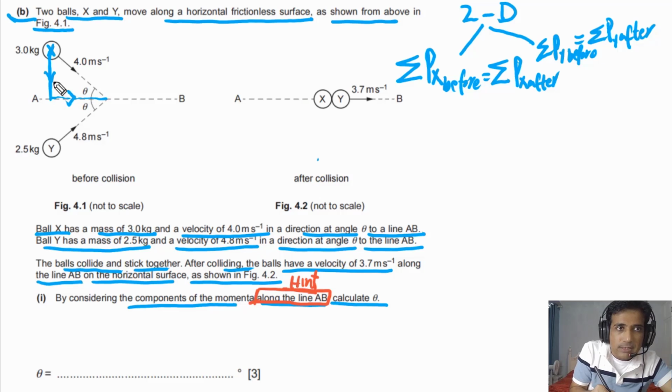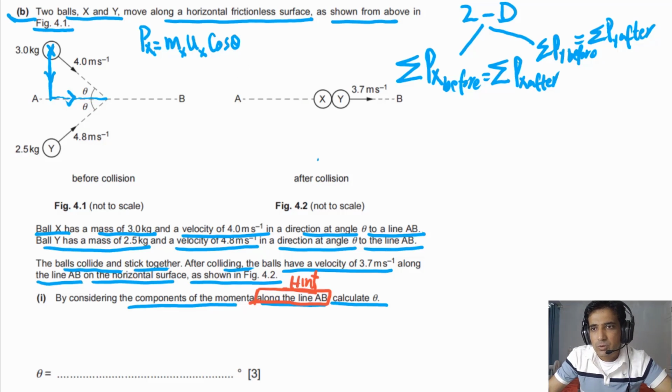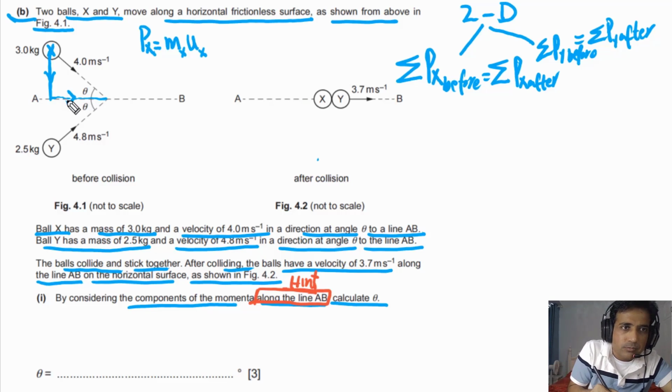In this case, theta is given, mass of x is given, and velocity of x is given. So simply we can write down the momentum of x before collision. This one will be equal to mass of x times speed of x times cosine of theta. Simply you can say ux. So I have written cosine of theta, so let me clear this and write it again. In this case, ux means the component of velocity along AB. So we can simply say this is m, mass of x, times speed u times cosine of theta, where u is the speed of x.